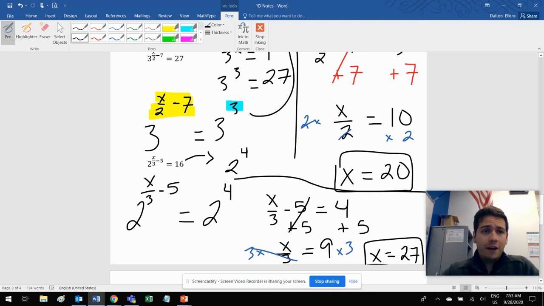And there's some of your more advanced solving math equations, ones where you have to both add or subtract something and then multiply or divide something.